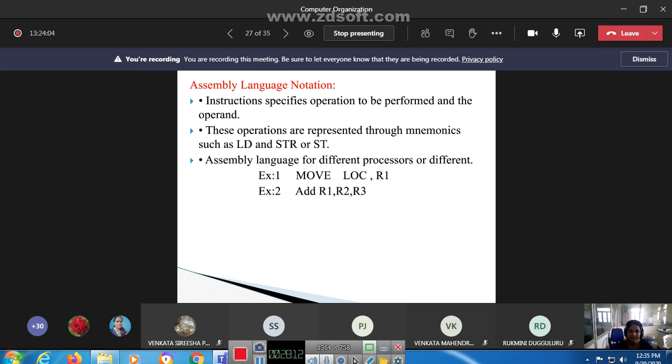Next is assembly language notation. Instructions, we need another type of notation to represent the machine instructions and programs. For this we can use an assembly language format. So an instruction that causes the transfer described above from the memory location, that is LOC, to processor register R1 is specified by the statement.